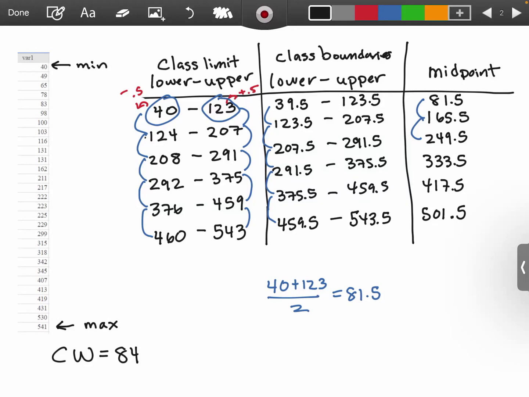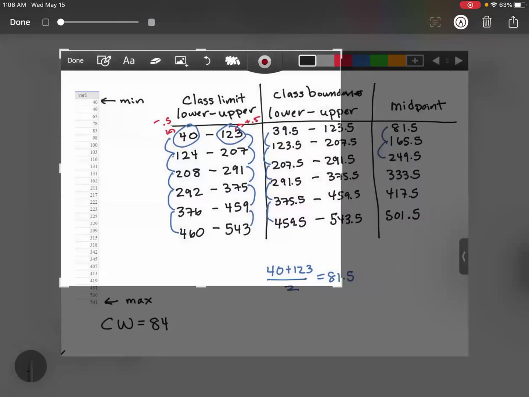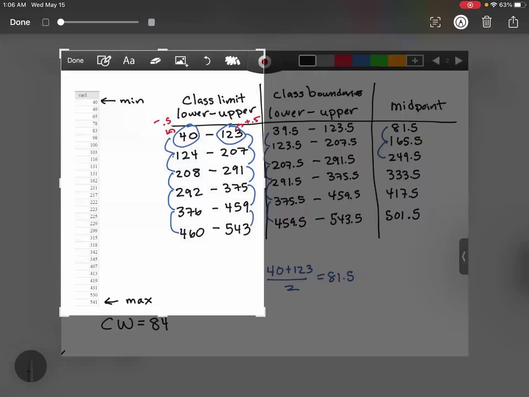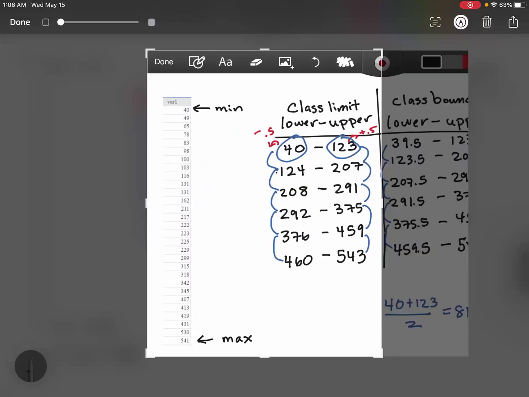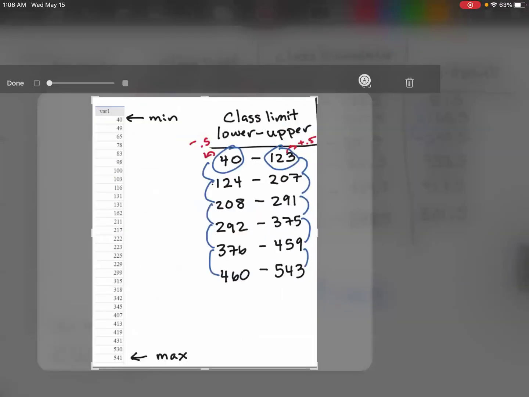Let's talk about frequencies. I've already filled up this page here, so let me copy part of this and just work with this part on the next page. Okay, so we don't need all those different labels.